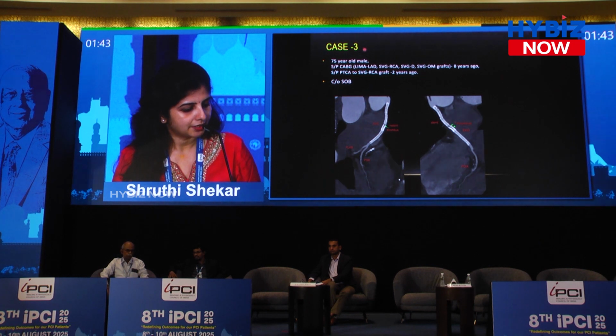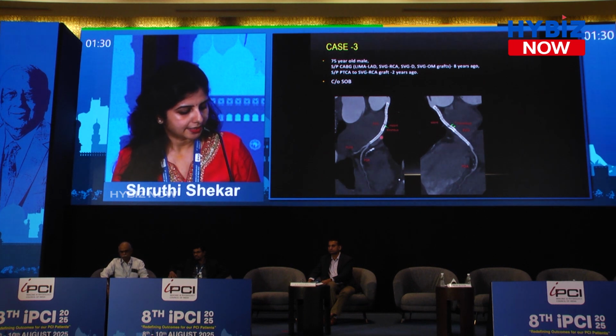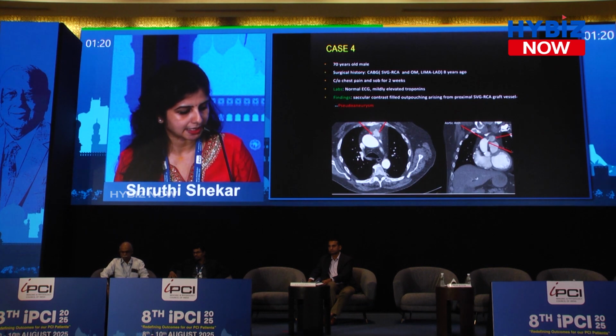Another case, a 75-year-old gentleman, status post CABG 8 years ago, and there was a PTCA done to the SVG to RCA graft 2 years ago, now presented with breathlessness. As we can see, there's a long stent that was placed in the SVG to RCA graft, and we can very well appreciate the in-stent stenosis there, significant stenosis, which was the cause for his breathlessness.